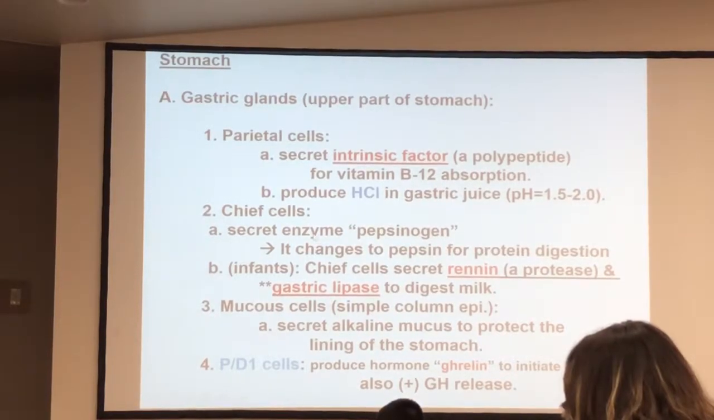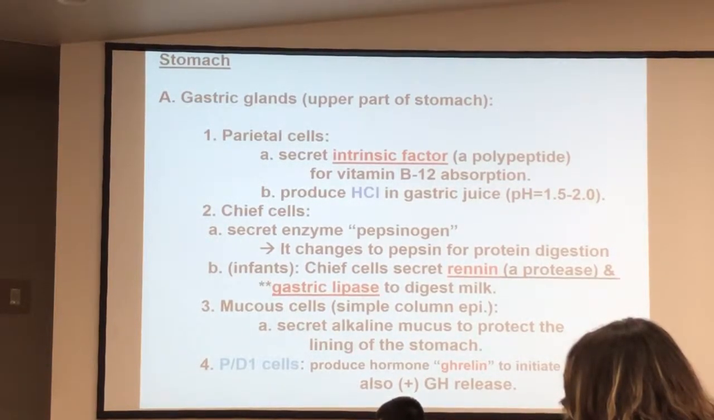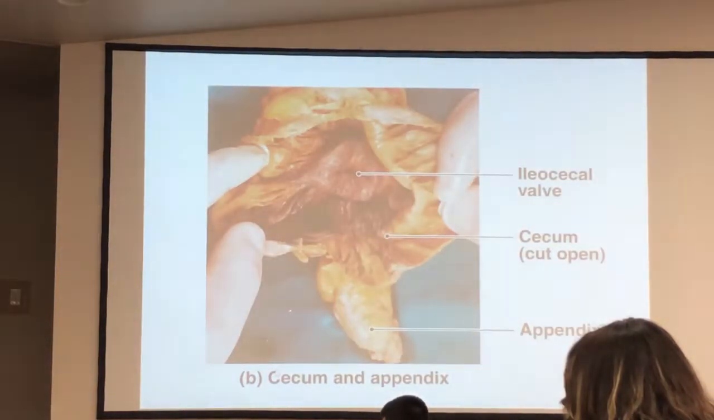We have what we call the gastric gland. That means in the upper part of the stomach, the fundus or the upper part of the body, we have these 4 types of cells: parietal cell, chief cell, mucus cell, and G cell. Let's take a look.